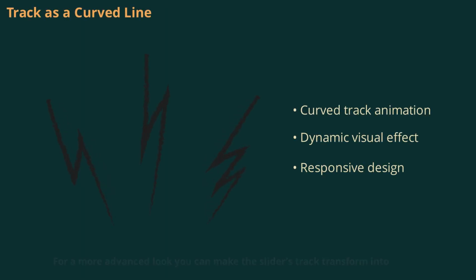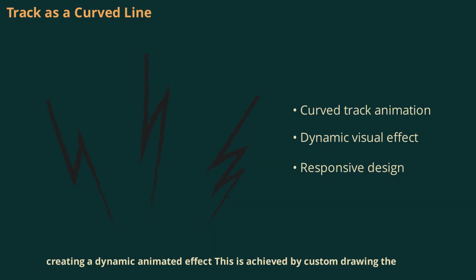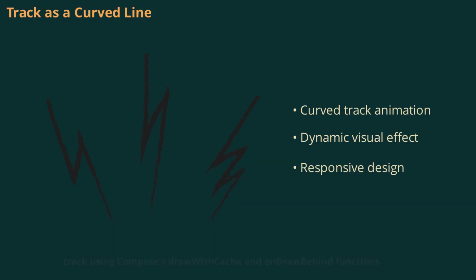For a more advanced look, you can make the slider's track transform into a curve when the user drags the thumb. The highest point of the curve aligns with the thumb's position, creating a dynamic, animated effect. This is achieved by custom drawing the track using Compose's drawWithCache and onDrawBehind functions. The result is a slider that feels alive and responds visually to user interaction.